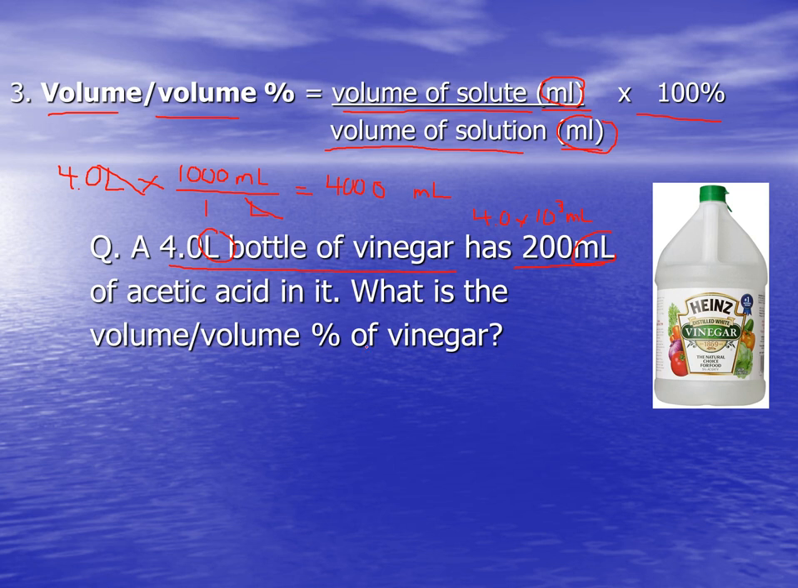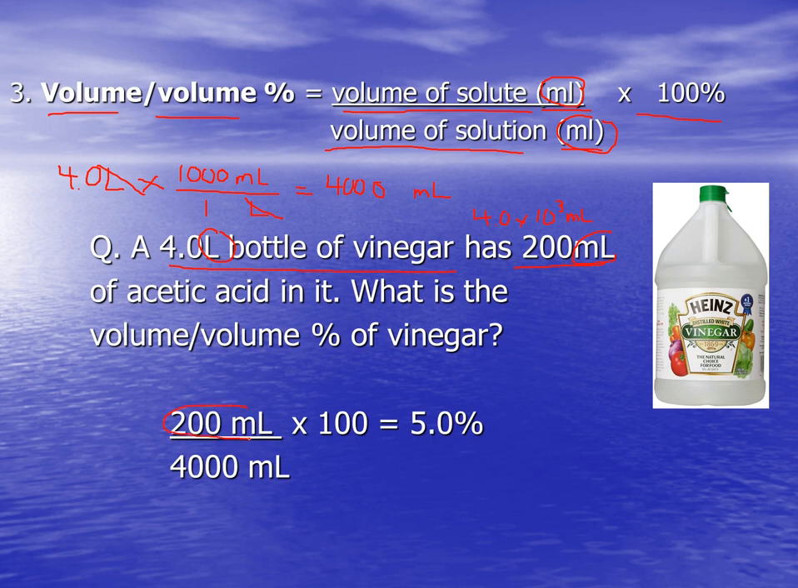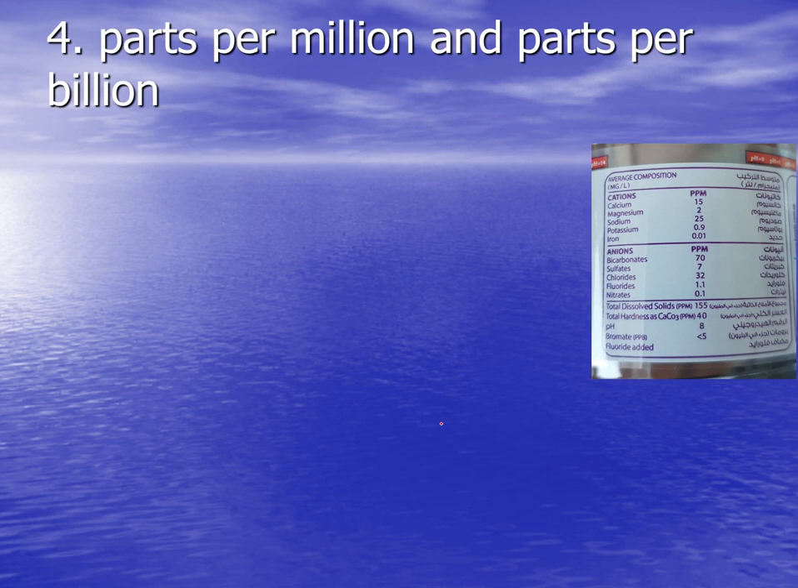You can do that in your head or use a conversion factor. Either way, we're doing 200 milliliters. That is the acid that is in the 400 milliliters of solution, and we multiply by 100 to express it as a percentage. Volume, volume, percent. The fourth type, a little bit different.